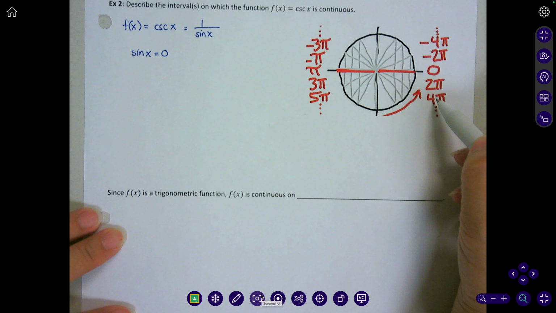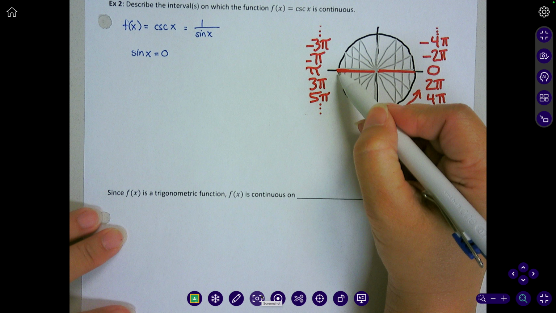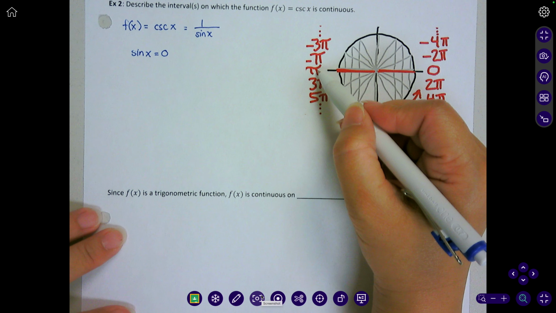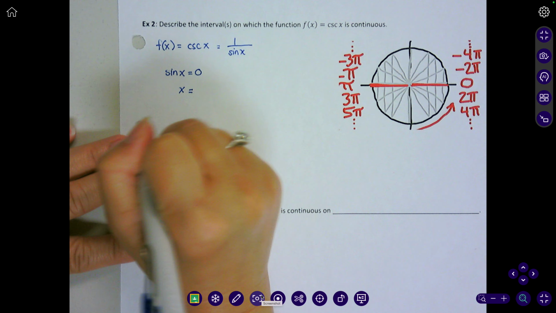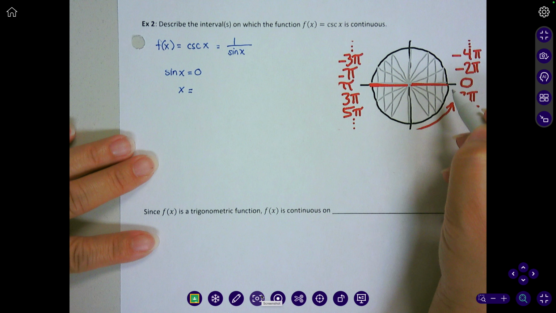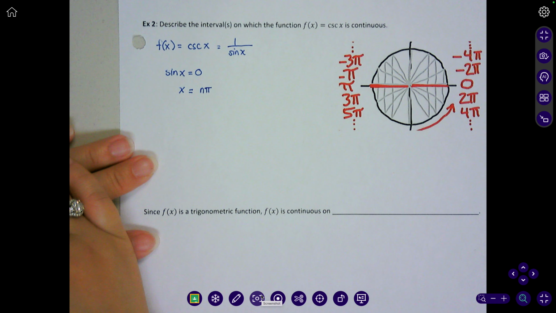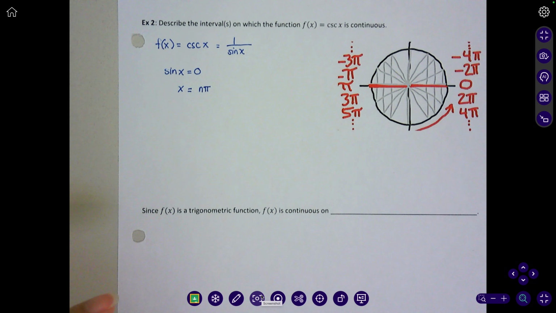Are we good? It's also true if we go backward. So if we go from 0 and we go clockwise, that's going to be negative pi, then negative 2 pi, negative 3 pi, and negative 4 pi, and so on. So you guys see that? So we know that x has to be equal to, well, notice each of these is pi. Do you guys see that? We start at 0. So then we can write this as n pi. Are we good? Where n is your integer. So at each one of these locations, that's when your sine at that angle is 0. Any questions on that?